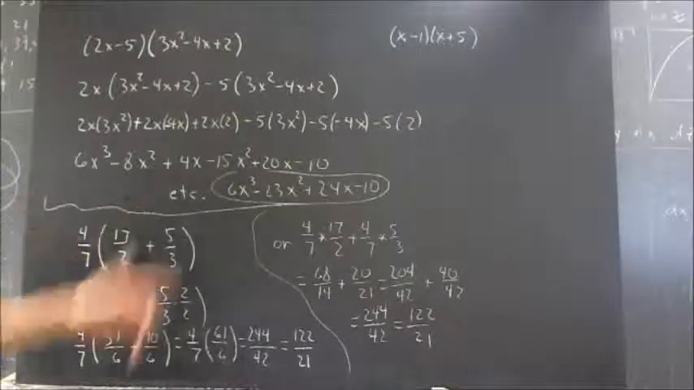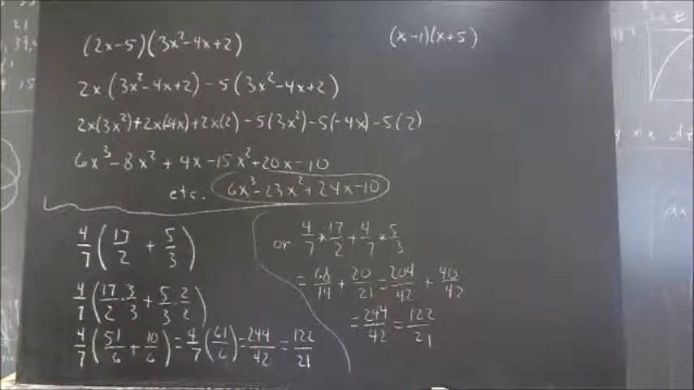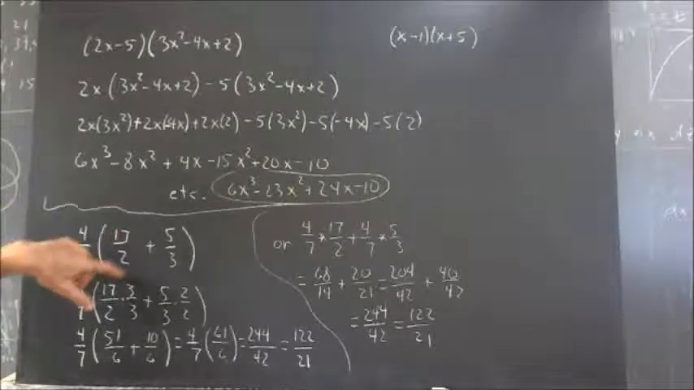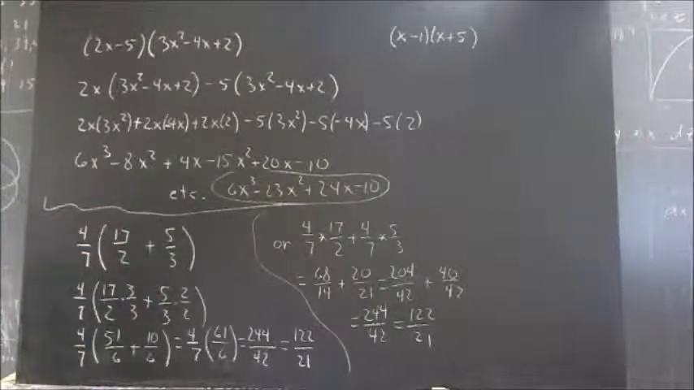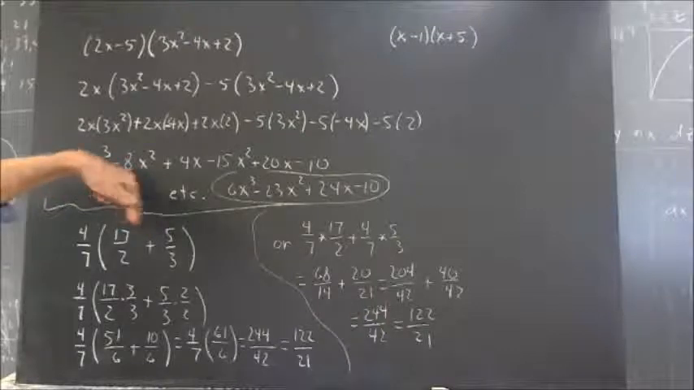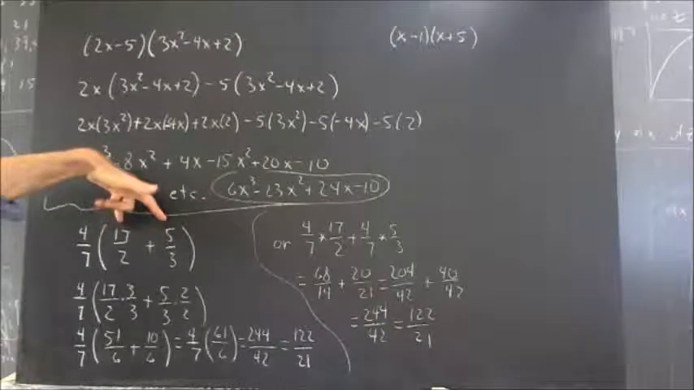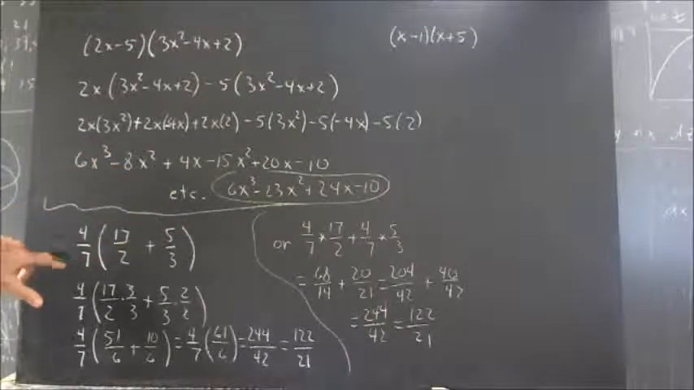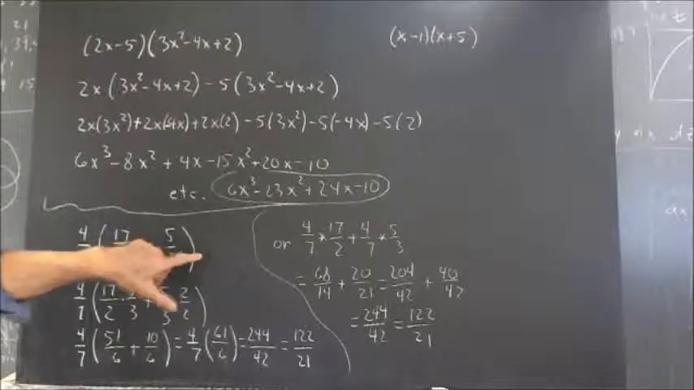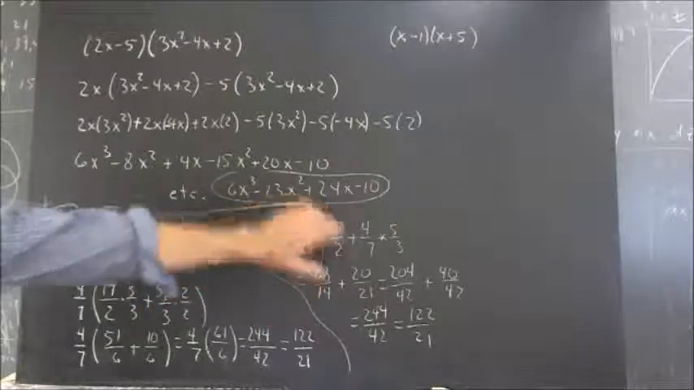Finally, we do an example involving fractions. 4/7 multiplied by 17/2 plus 5/3. We'll do the addition here first. That's what the order of operations would dictate, although it is legitimate to apply the distributive law here before we simplify it, and I do that over here.